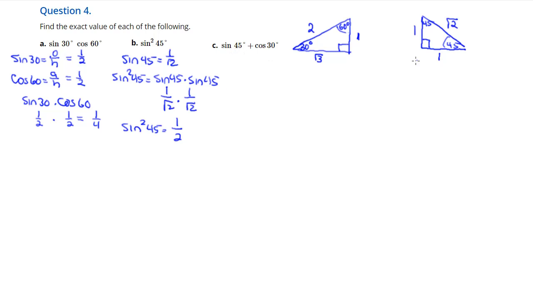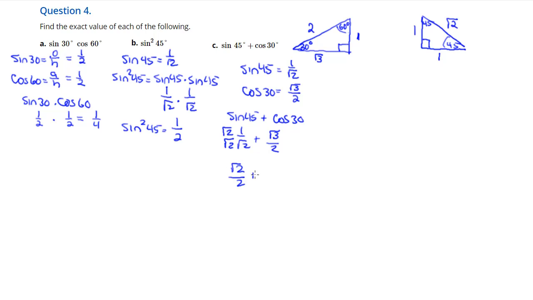Now in C, they want the sine of 45, so I look at my triangle, and I know that's going to be the opposite over hypotenuse, or 1 over square root of 2. And then the cosine of 30, so I look at 30, and that's going to be adjacent over hypotenuse, or square root of 3 over 2. And then they want to add those two things together. So that's going to be 1 over square root of 2 plus square root of 3 over 2. In this case, the common denominator is going to be 2, because if I multiply 1 over square root of 2 times square root of 2 over 2, it changes to square root of 2 over 2. Now the denominators are the same.